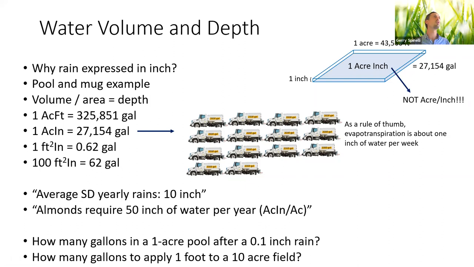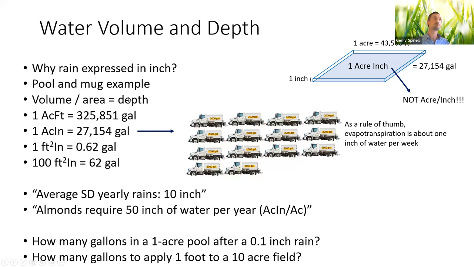I left my mug there and my neighbor left the water inside the pool. After a week, I walked in my yard again and my mug was empty. All that water had evaporated, and all that water had evaporated also from the pool. So again, the area of evaporation is larger, so more volume evaporates, but the depth was the same.